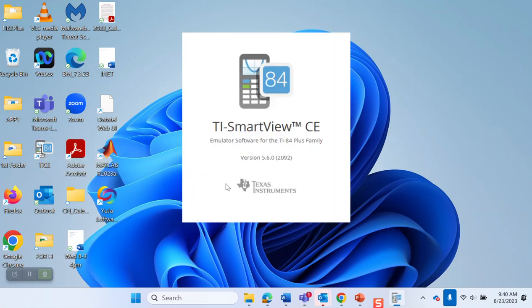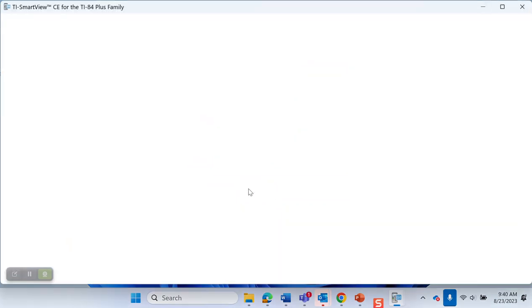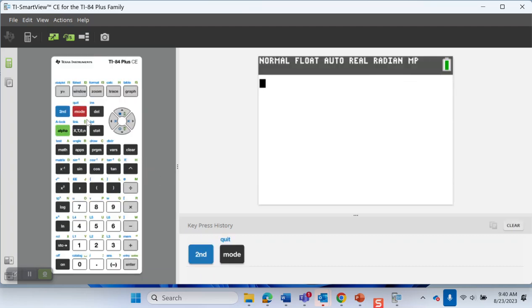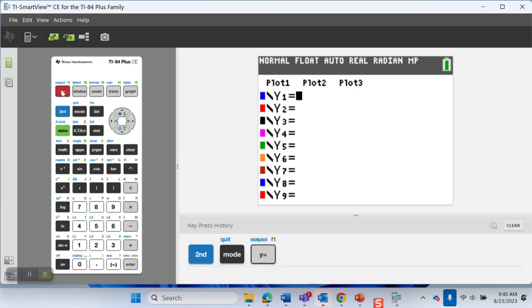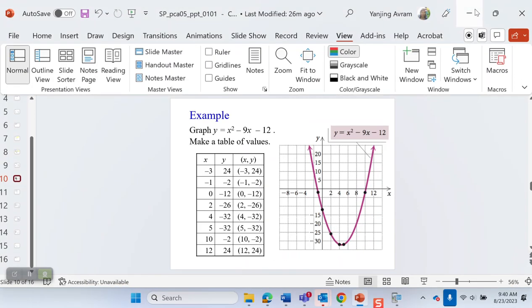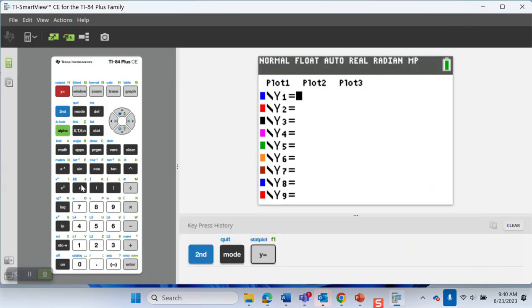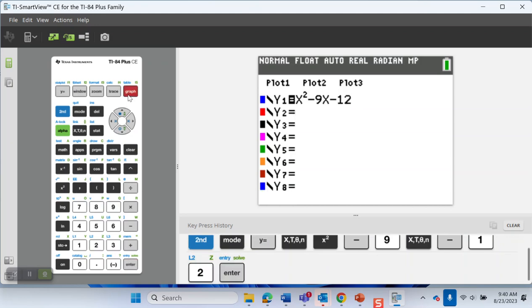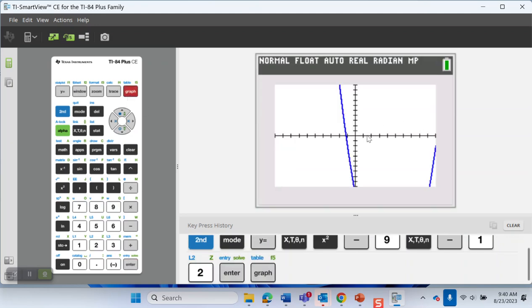My desktop calculator in here. How do you input this one into the calculator? Okay, so that is something a lot of people ask at the beginning. You go to y equals, all right? So when you hit y equals, we have x squared minus 9x minus 12. So x, and then that's the square, okay, minus 9x minus 12, all right? And then you hit enter, and then you hit graph right here, so that it gives you the graph.